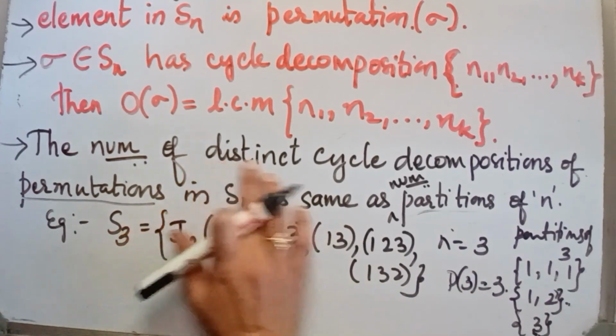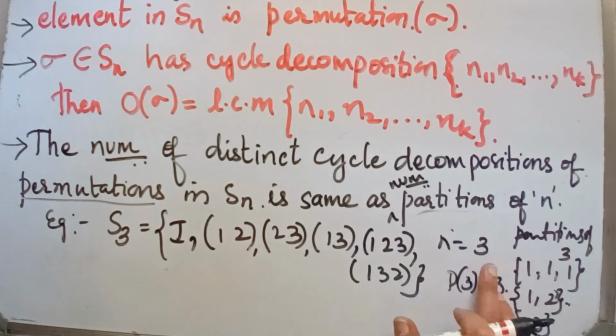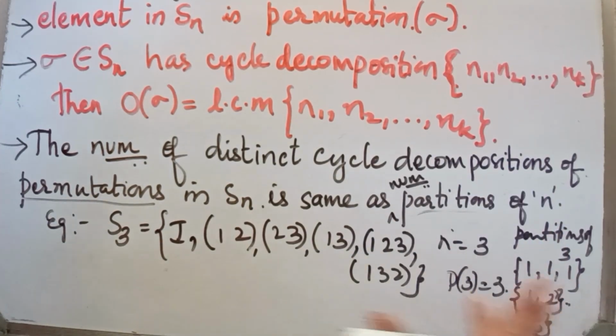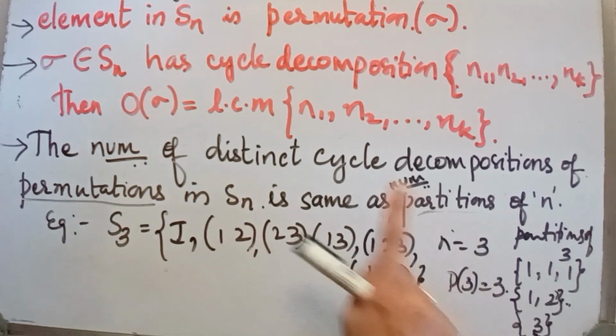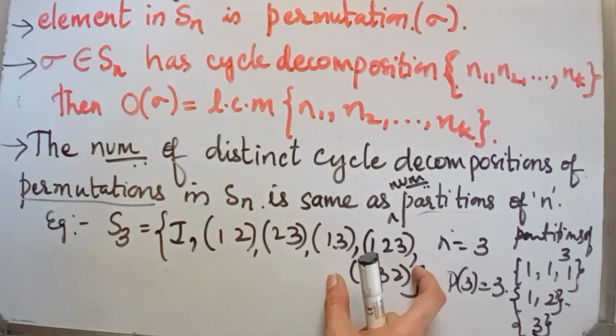Therefore, the number of distinct cycle decompositions of Sn is the same as the number of partitions of n. Hope this point is clear. So here there are 3 distinct cycle decompositions. One is the identity, another is transpositions, and one more is the 3 cycle. Transpositions means 2 cycle, and then 3 cycle.